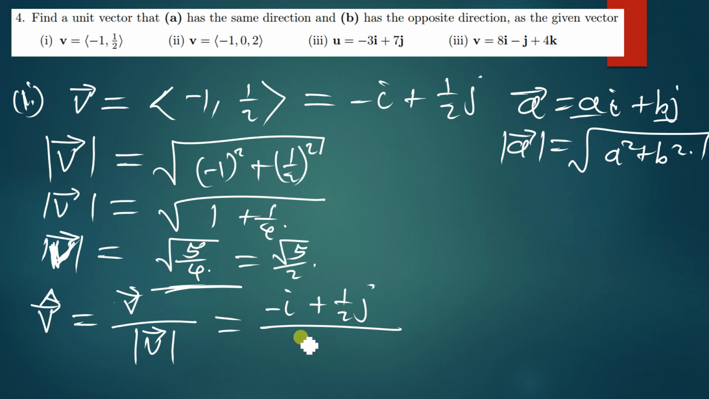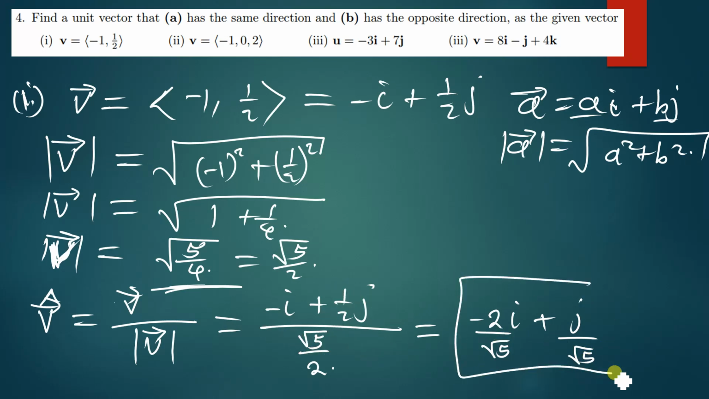So we can write this as the square root of the denominator there, over 2. Then if you divide it, you discover that the simplified version of this expression will be negative 2i over the root of 5 plus j over the root of 5. That is if you simplify this expression. So this is the unit vector in the direction of v.